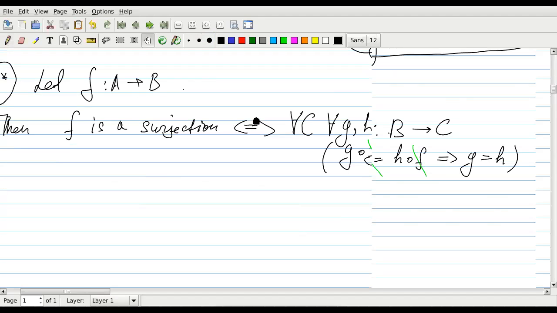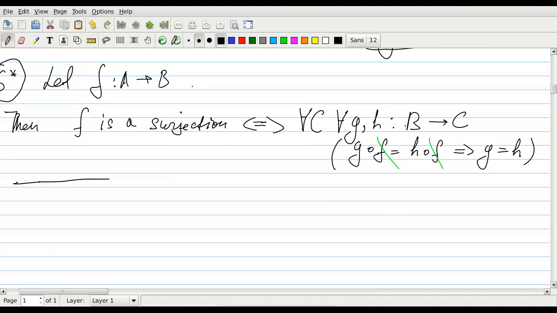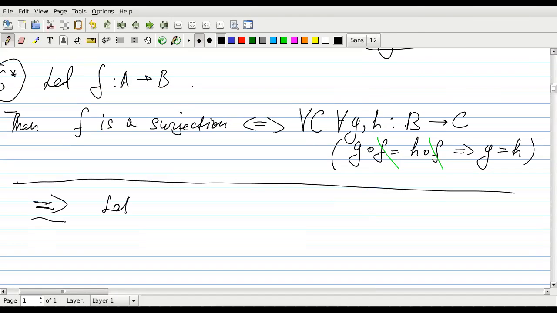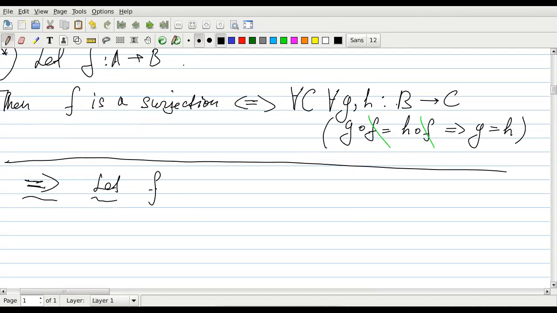So the same is possible here. Let's prove it. At first, let's prove the easier part. The easier part is that if it is a surjection, then we have this cancelability. Let F be a surjection.